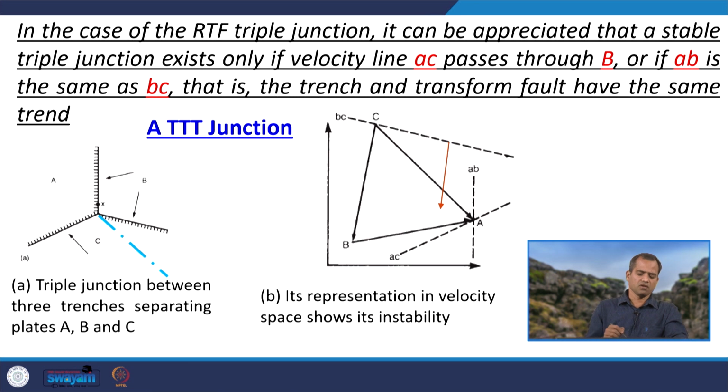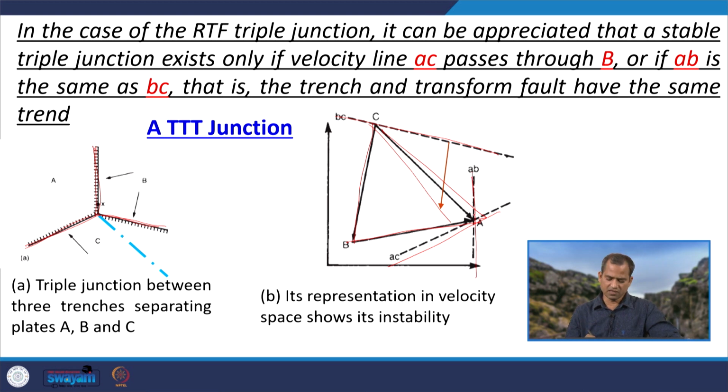Suppose, for example, here is a given orientation, where we have three plates A, B, C sharing plate boundaries which are convergent boundaries. First we have to create the relative velocity triangle. So, the relative velocity triangle is here, and on this triangle the plate boundary orientation is superimposed. Now, what is happening here?